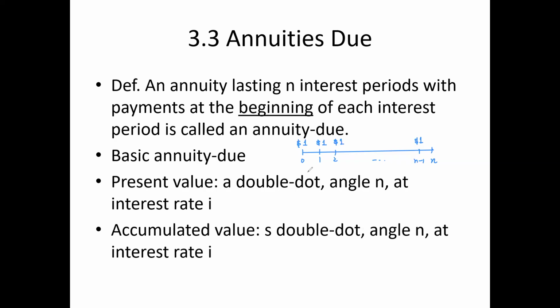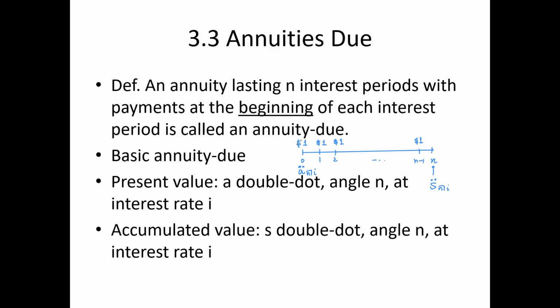The present value, which happens here, has the notation A double-dot sub n angle i. And the future value, which happens here, is S double-dot sub n angle i. Okay, so these are the notations.